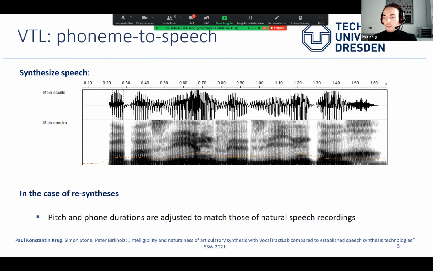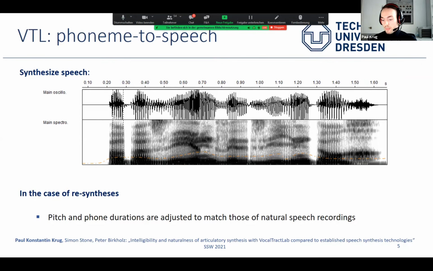And if you want to do an articulatory resynthesis, you could do it by loading a natural sample into VocalTractLab, and then you could copy the phone durations from the natural utterance, and you can also copy the pitch, and then you will end up with a sample that sounds quite like the natural recording. Of course, the voice is different, but the pitch and the phone durations are the same, so it will sound kind of similar.